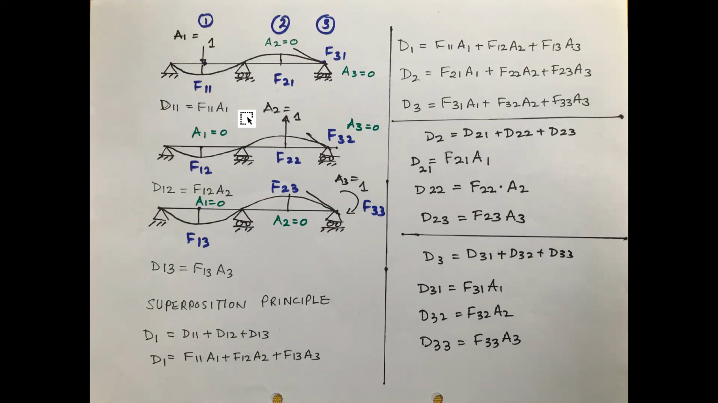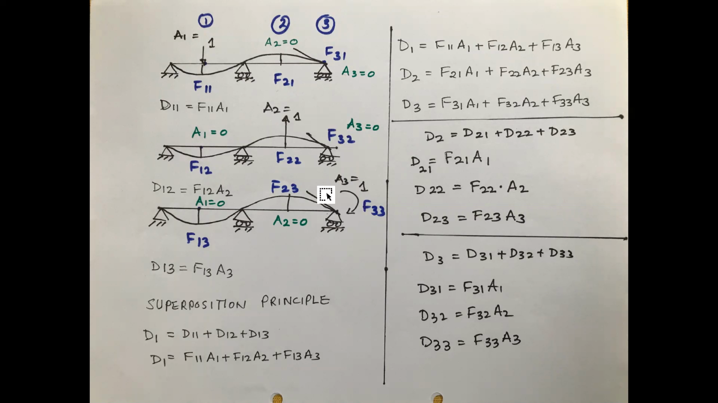So don't mix up F12 here or F31 somewhere here. It is not like that. It should always be written very systematically. These coefficients: F12 because of the unit action at 2. F22, of course, I am calculating deflection at 2 because of the unit action at 2, so we will call it F22. And F32, because of the unit action applied at 2, but calculating the rotation at location 3. So we call it F32.